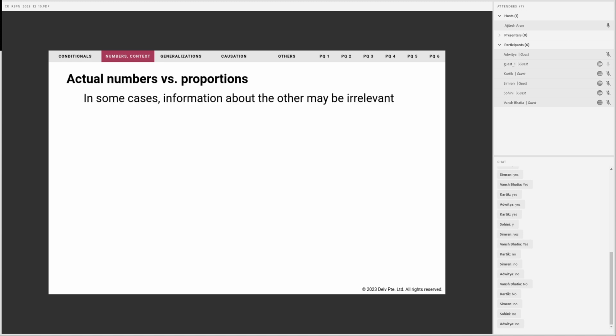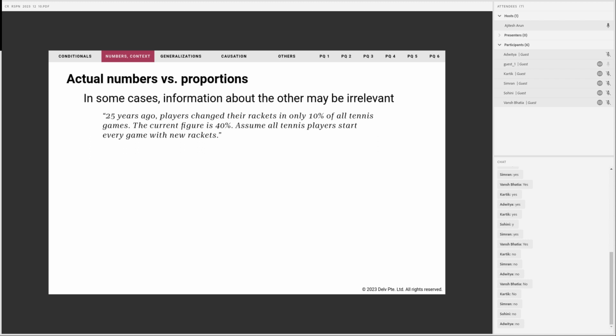Now, in some CR questions, you might have noticed that they're talking only about absolute numbers, or they're talking only about proportions or percentages, right? In some cases, if we're talking only about one, then information about the other may be completely irrelevant. For example, please go through this short piece of text.